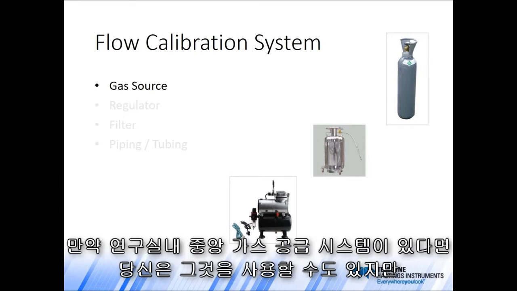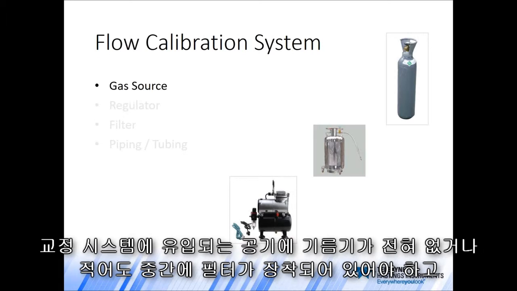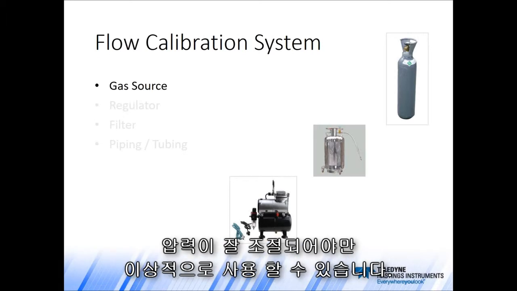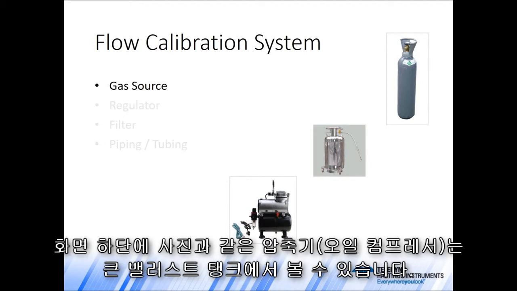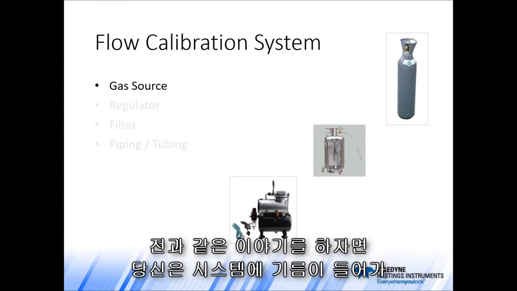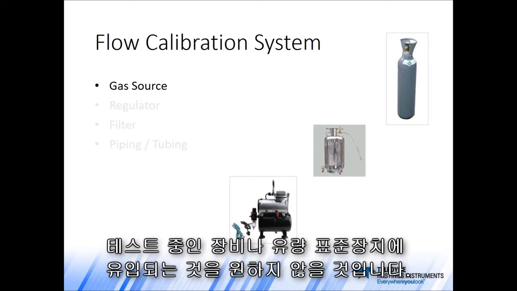If your lab has house air supply, you may be able to use that. Ideally, your house air is going to be oil-free or at least filtered and also well-regulated for pressure. I've also shown here a compressor at the bottom of the slide, and you can get these with big ballast tanks. Same comments as before. You don't want oil in your system to get into your test units or your flow standards.